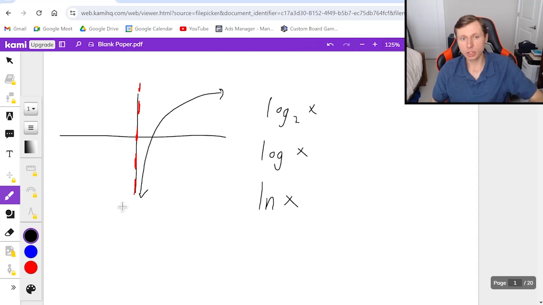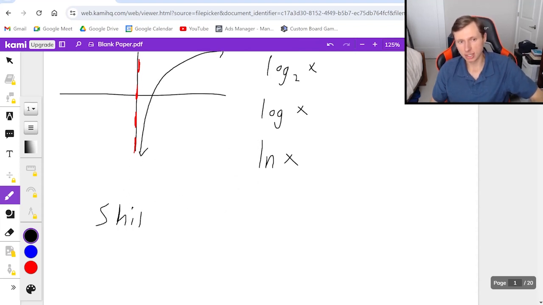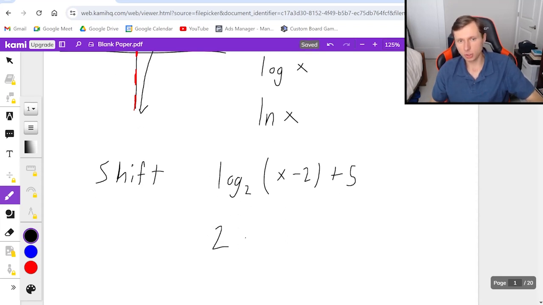Now, one thing you should know is that we could have a shift to the log function. If you have a shift, like let's say you have log base 2 of x minus 2, plus 5, this is a shift of 2 units right and 5 units up. That's because the x with the minus 2, the x is always the opposite of what it looks like. So even though it's negative 2, it is 2 to the right. And then it's 5 up because of the plus 5 at the end, and you don't flip the sign on that one.